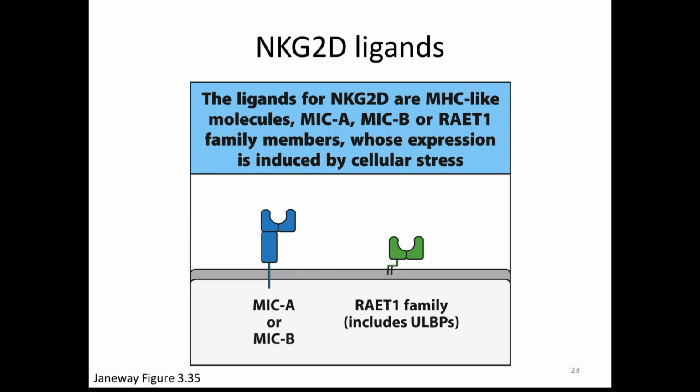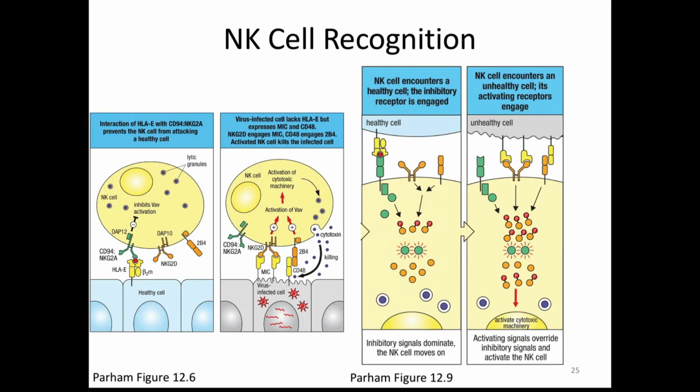And so what you can see is that if we have a cell that is making these stress proteins, that will activate an NK cell, and the NK cell will kill that stressed cell. And you can see that happening here as well, where we've got the NK cell binding to these stress ligands, and that's leading to activation. The NK cell is going to kill.